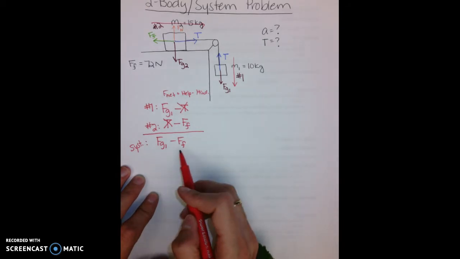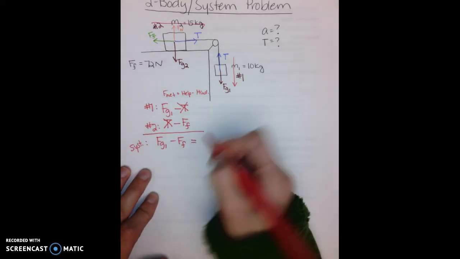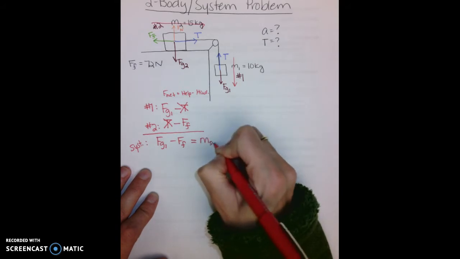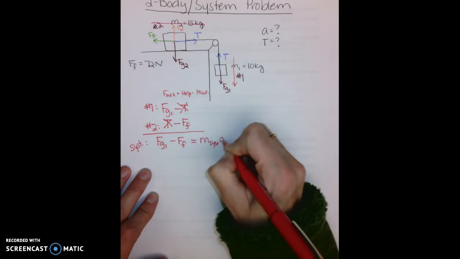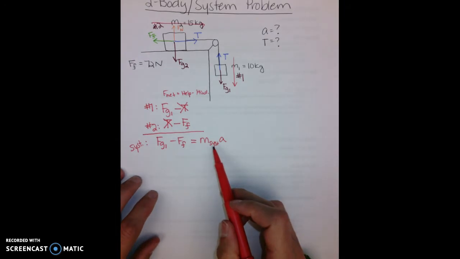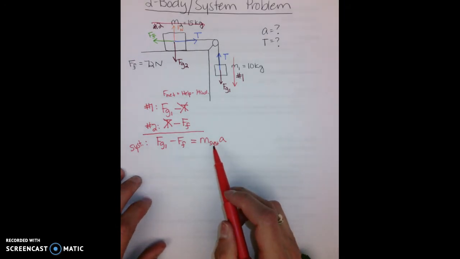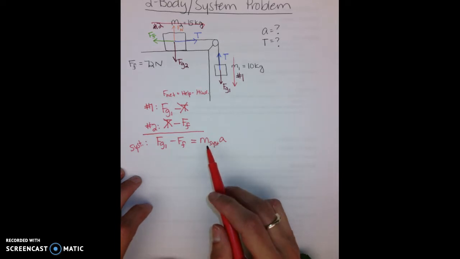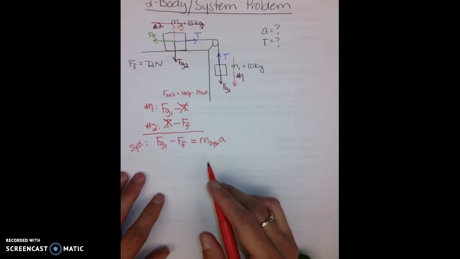So I'm going to set this equal to the mass of the system times the acceleration. And the mass here is important. It has to be the system mass. It has to be everything that has mass. Otherwise, you're not talking about the system. You're talking about an individual object. Okay?